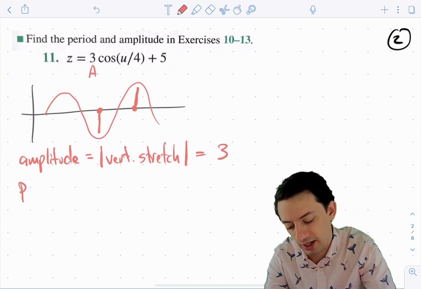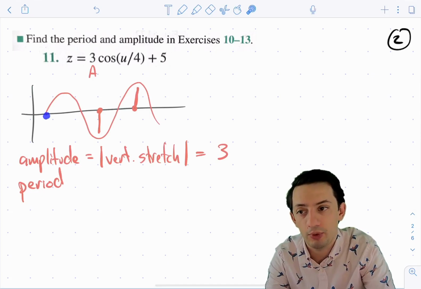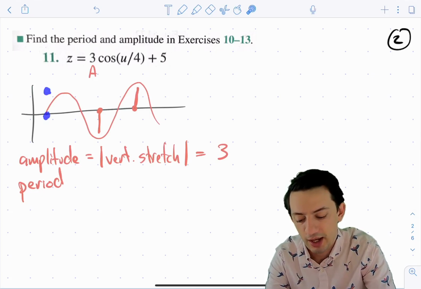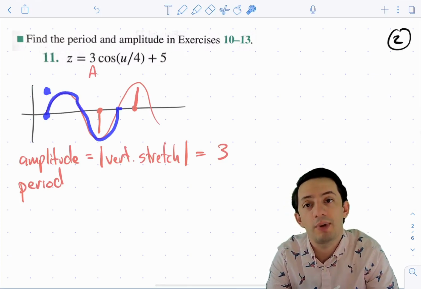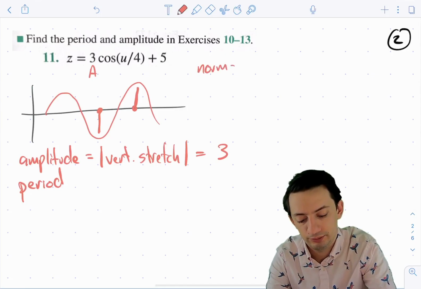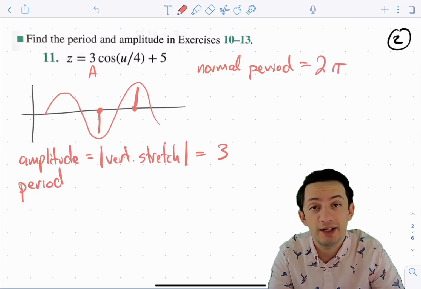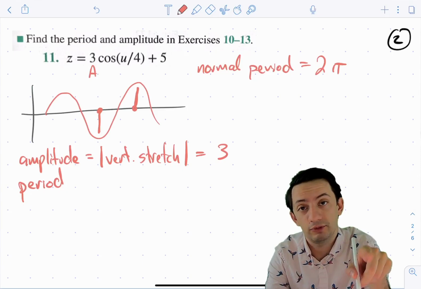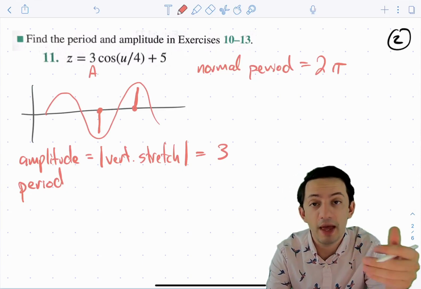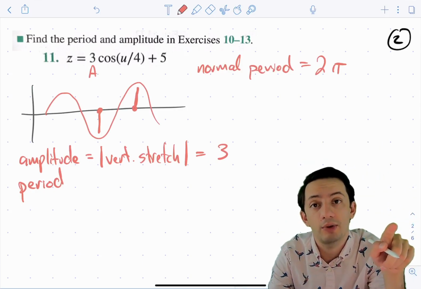The period, on the other hand, is how long it takes to go from a starting point, whether it's down here if it's sine or up here if it's cosine, and do one full rotation until you get back where you started. And the normal period of cosine and sine is 2 pi. So if you make no transformations, it takes 2 pi radians to get back to where you started. That makes sense because a circle has 2 pi radians. So once you go all the way around, you're back where you started.